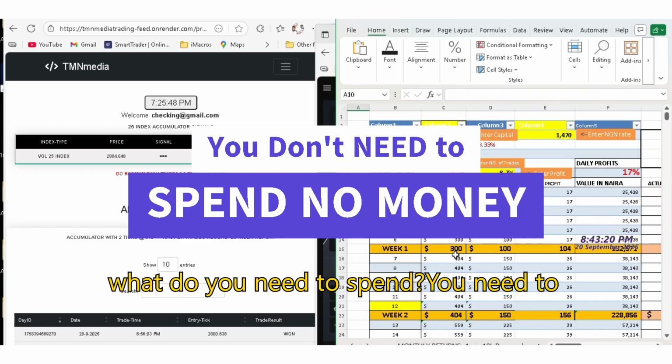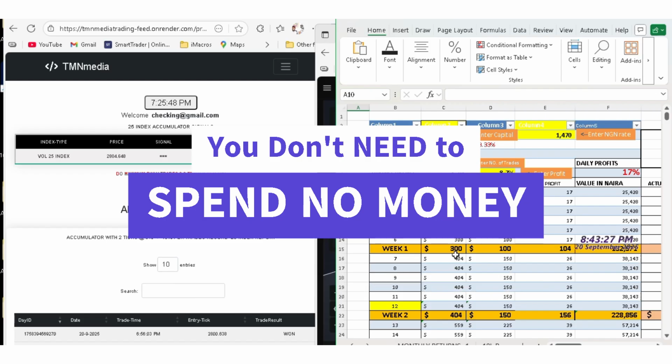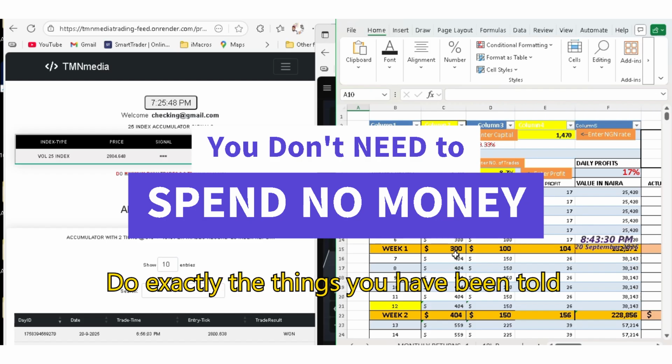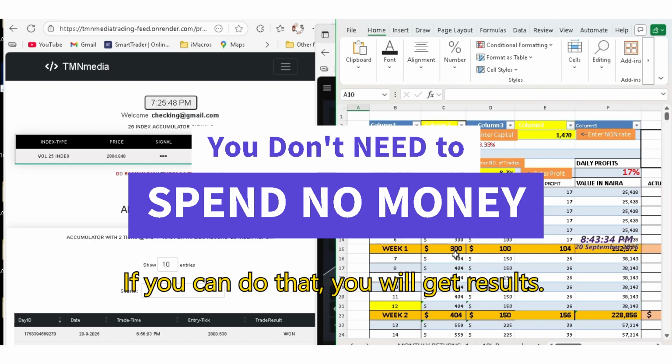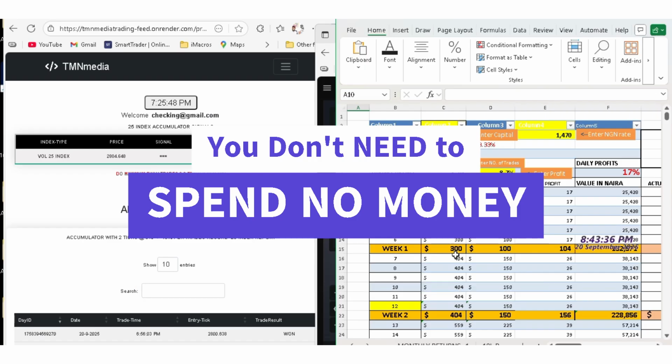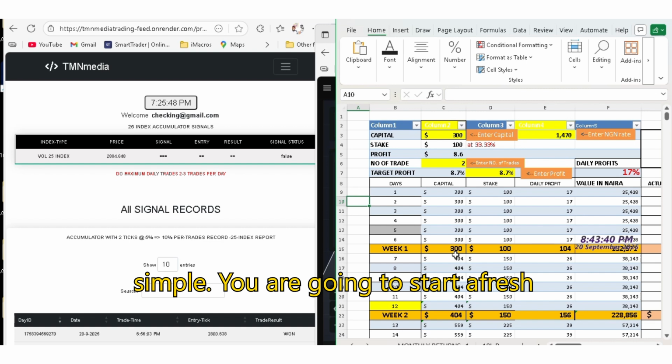So what do you need to spend? You need to spend your commitment. You need to exercise commitment into the plan. Do exactly the things you have been told to do and do it diligently. If you can do that, you will get results. Now, how can I help you with this? Very simple. You are going to start afresh.